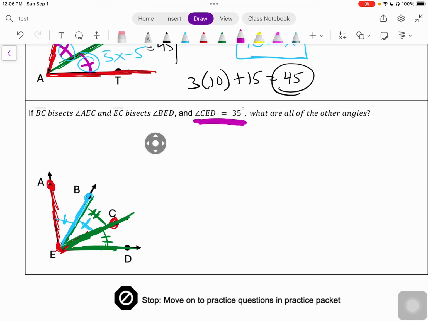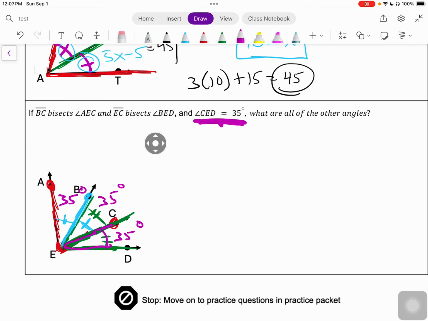So angle CED is 35. CED is right here. So if this is 35, then this has to be 35, then this has to be 35. So that's really all of our missing angles. If we want, we can start to add things together. It would be helpful to kind of know some of the other pieces of information. Like if you wanted to know AED, this whole angle, we could add up the 35s and get 105.